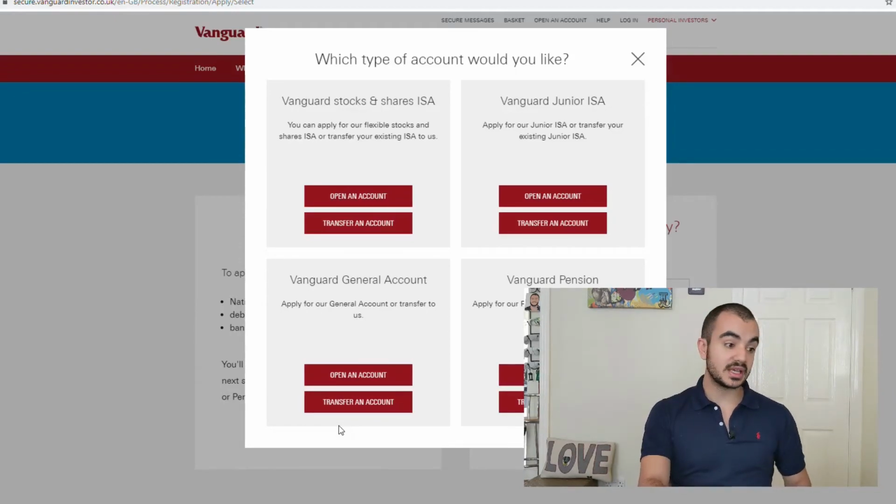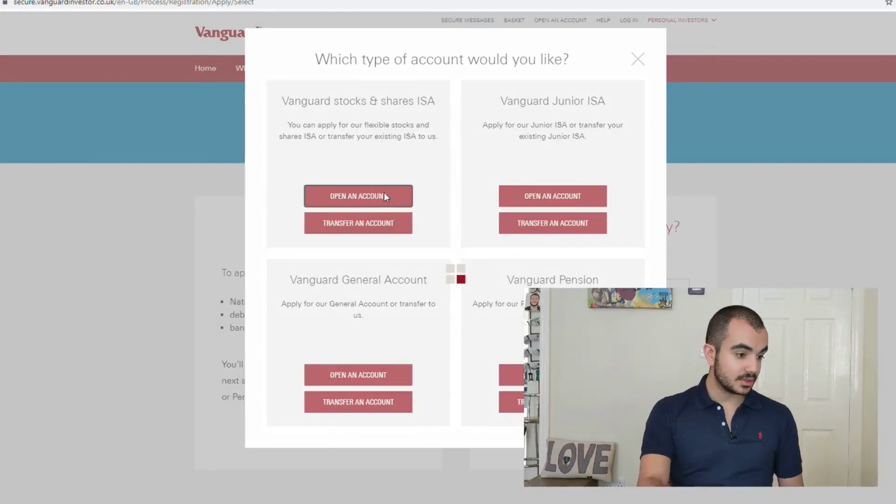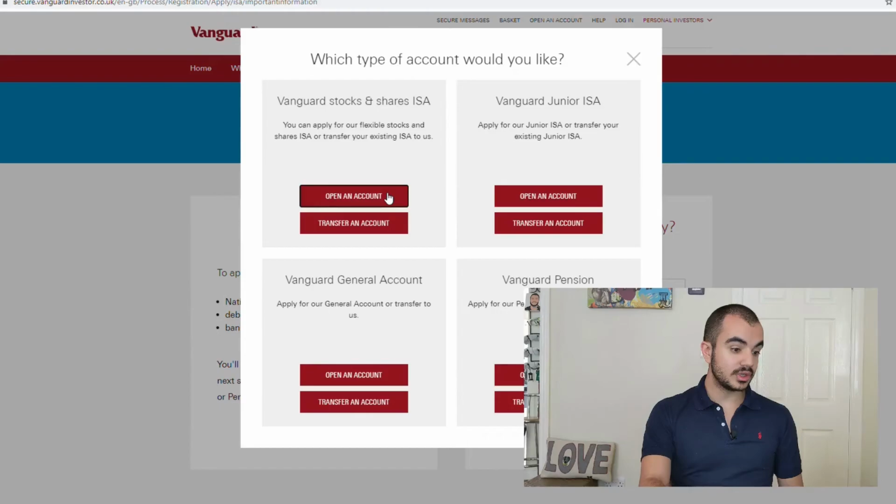But for most cases, it is generally more beneficial to invest in a Stocks and Shares ISA because of the tax benefits that you get. So I would always encourage you to open your Stocks and Shares within the ISA wrapper, but do check out my video if you want a bit more information on how that works. So we're going to open up an account, and then yep, you'll just read the policy.